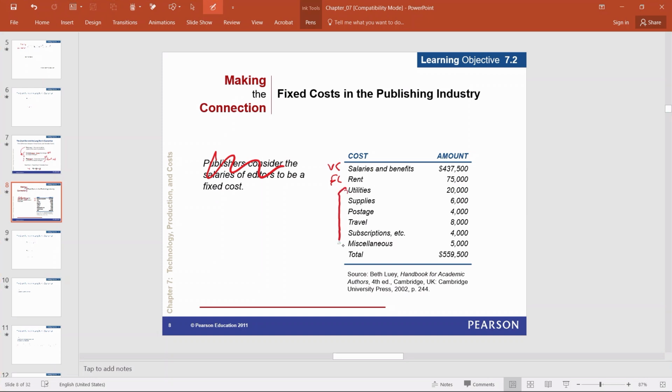And these types of cost also could be considered as variable cost because it is related with the activities. The more activities you have, the more you will pay this.